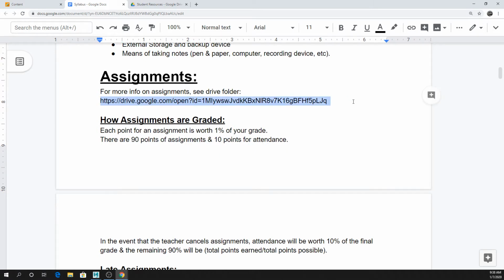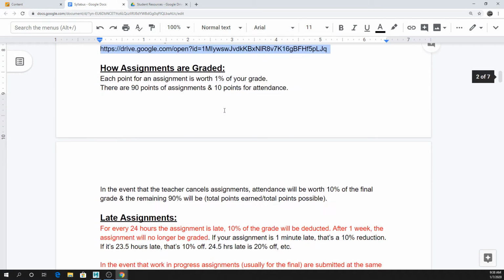I've linked the Drive folder again with all of the assignment info. Basically, I'm setting up the same thing I did last quarter for those of you that had me then. The number of points an assignment is worth is the percentage of your grade. So if it's an 8-point assignment, it's 8% of your final grade. All of the assignment points should add up to 90 points, and then 10% of your grade, or 10 points, is attendance.